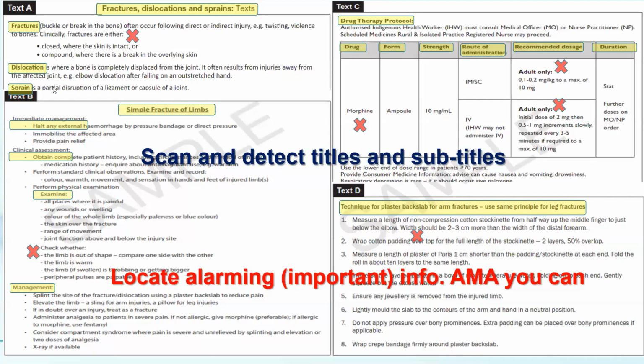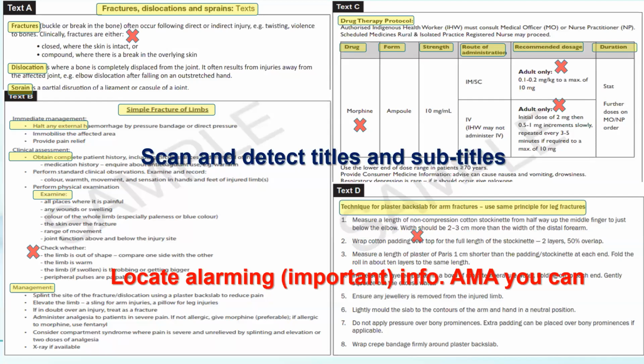For the next text, simple fracture of limbs, immediate management, then clinical assessment, then management. Here we have how to examine, physical examination, and here we have tips or steps, then check whether and so on. So you have to scan and detect titles and subtitles, then go for the alarming information or important words or keywords.